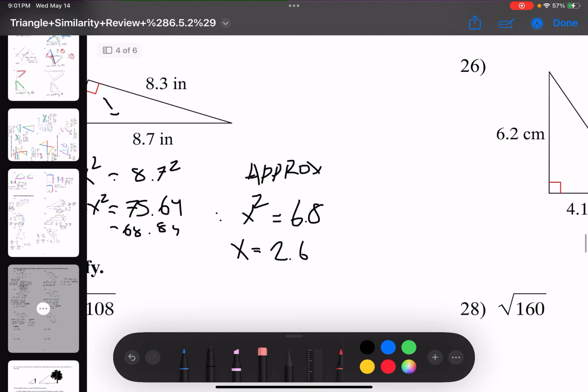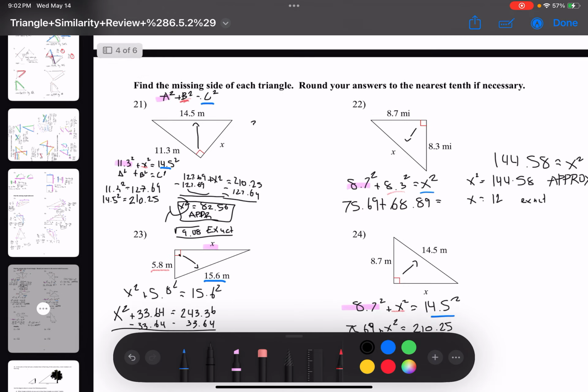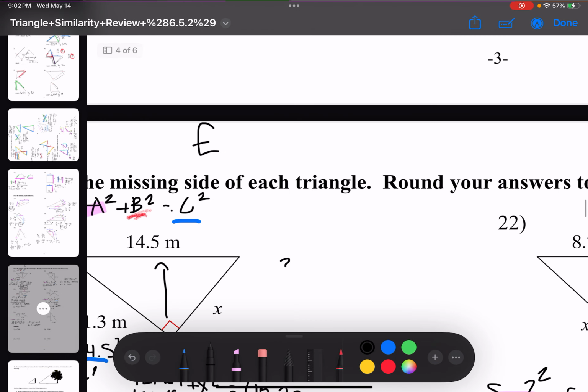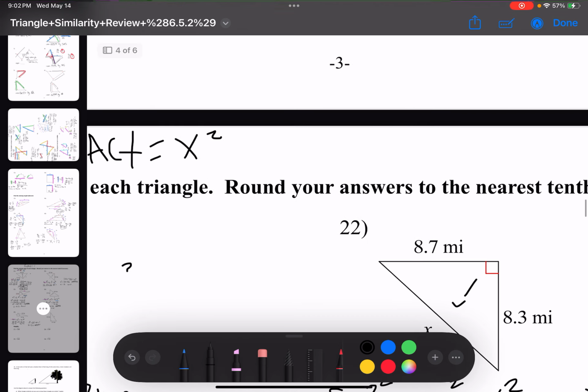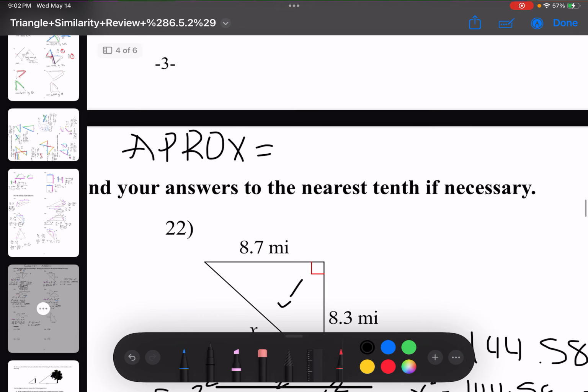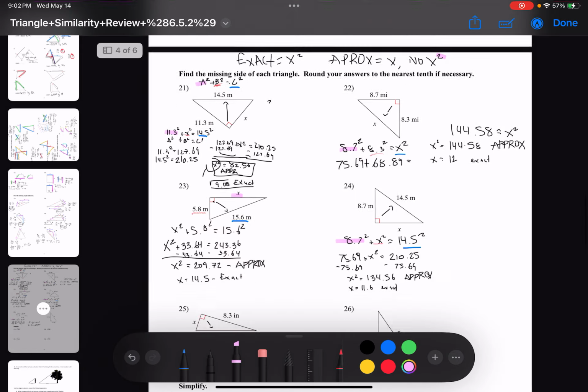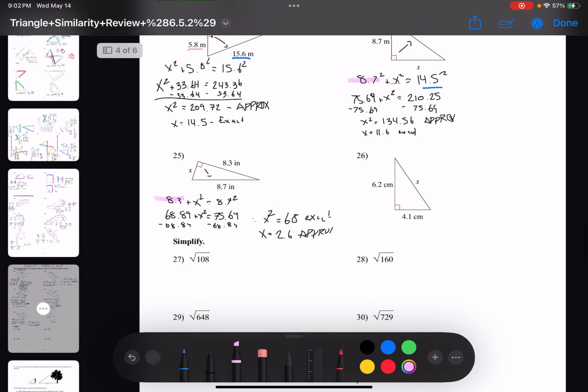Oh, I just realized. Your exact is with the square root. Approx. Let me just make a note. Exact is equal to x, approx is x squared. Just x, no x squared. Boom, guys, little note for you.